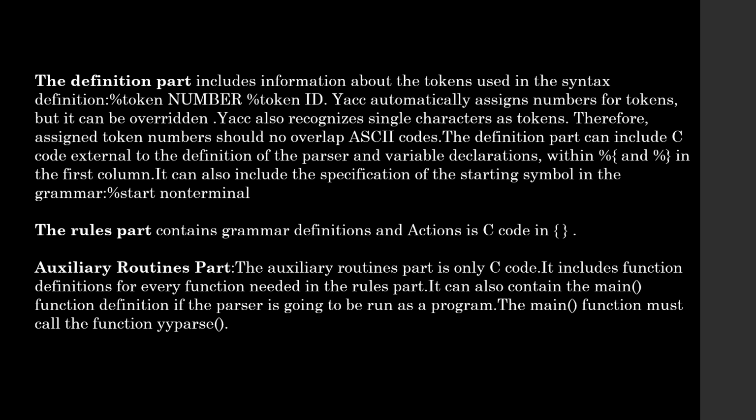Auxiliary routines part. The auxiliary routines part is only C code. It includes function definitions for every function needed in the rules part. It can also contain the main function definition if the parser is going to be run as a program. The main function must call the function yyparse.